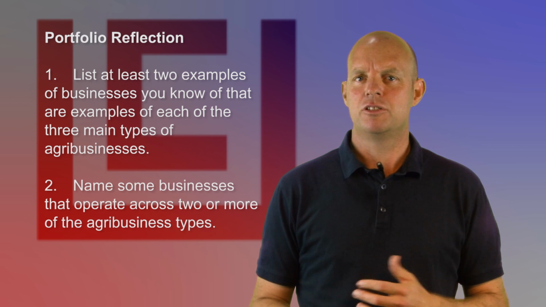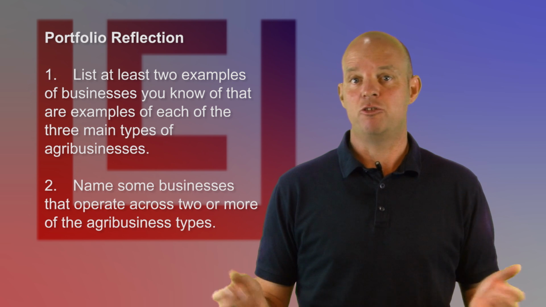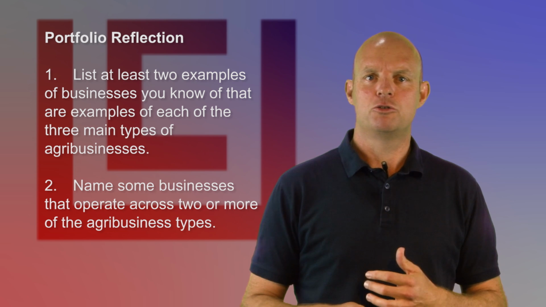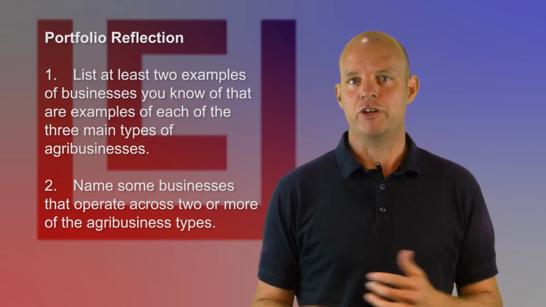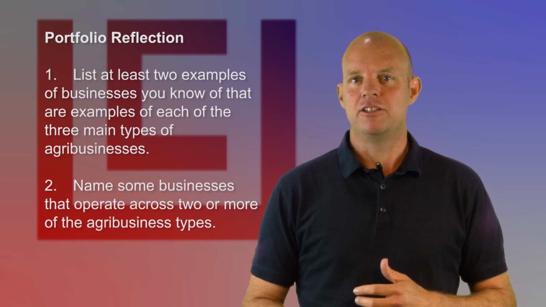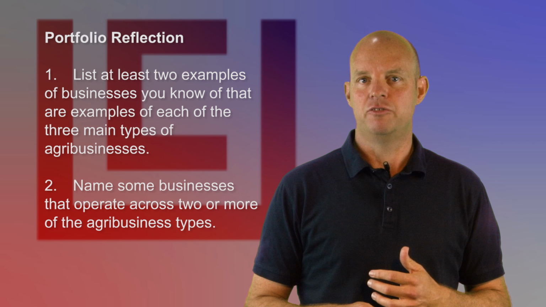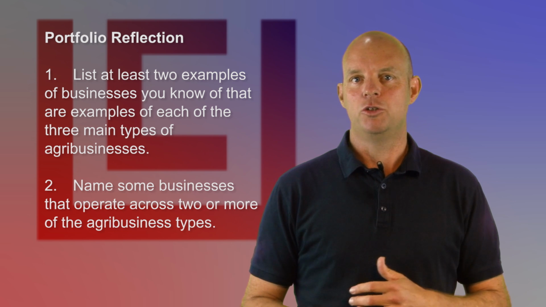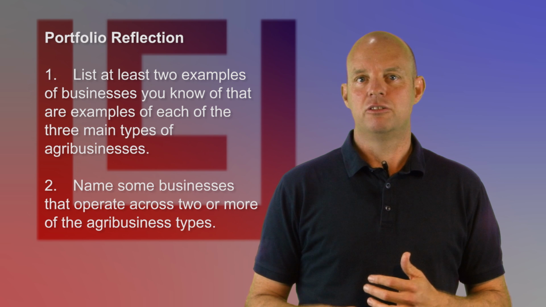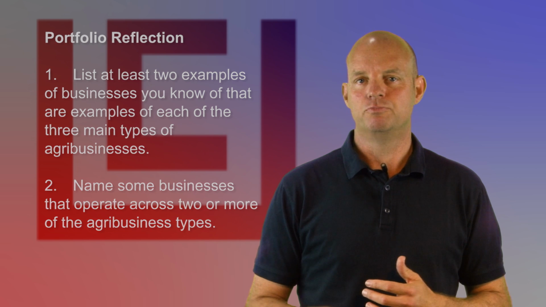Can you name some businesses who operate across two or more of those agribusiness types? For example, who grows, processes, and sells directly their own produce? What do you think are the key factors that shape each of the businesses you've listed for questions one and two? What is it that shapes their location, the scale, and what they do?